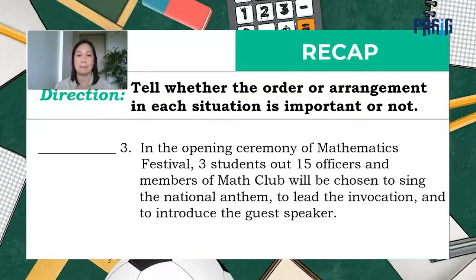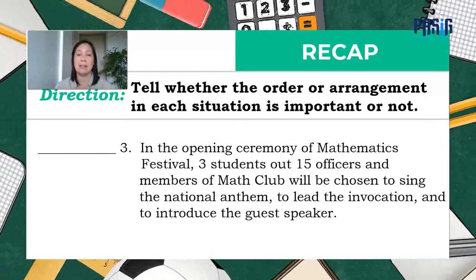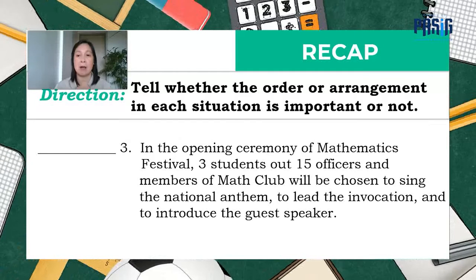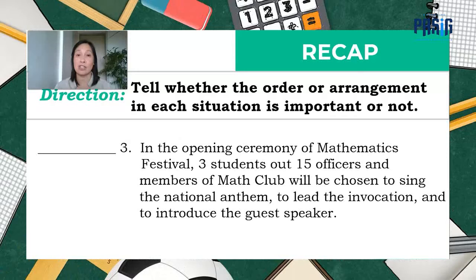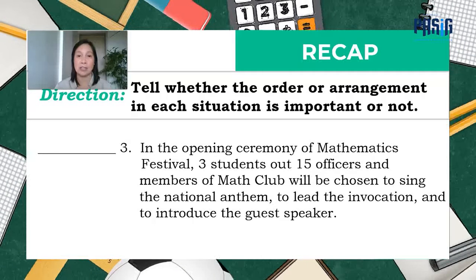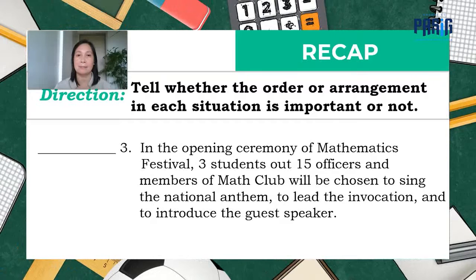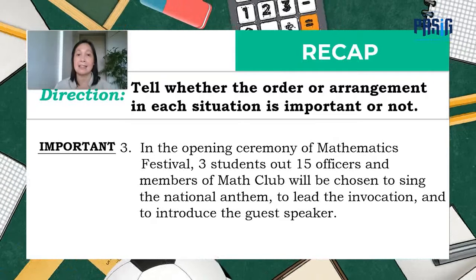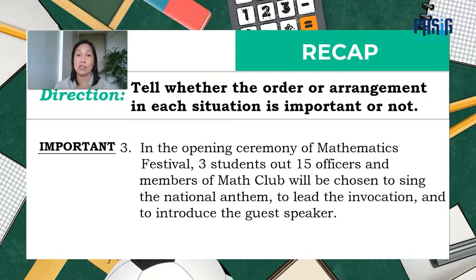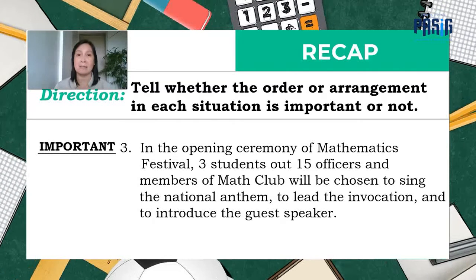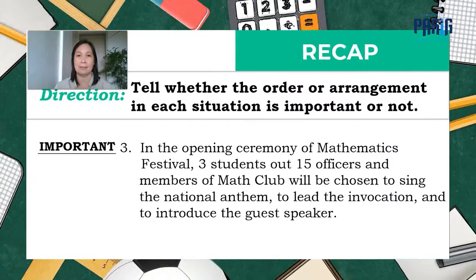Number 3. In the opening ceremony of Mathematics Festival, 3 students out of 15 officers and members of the Math Club will be chosen to sing the national anthem, to lead the invocation, and to introduce the guest speaker. Yes, it is important. After the 3 students are chosen, each one of them will be assigned to the respective task. Therefore, arrangement is important.